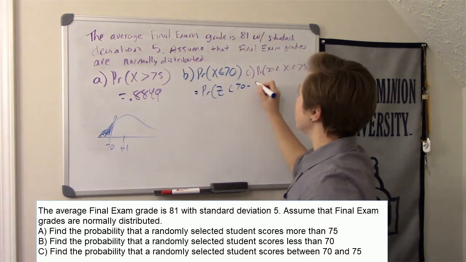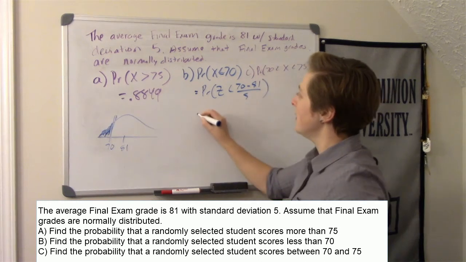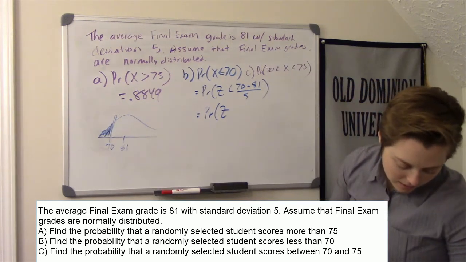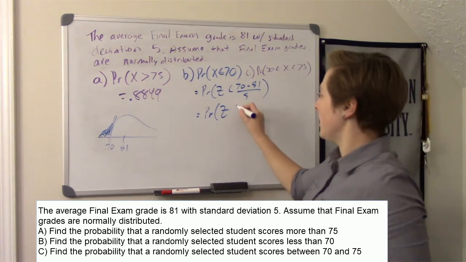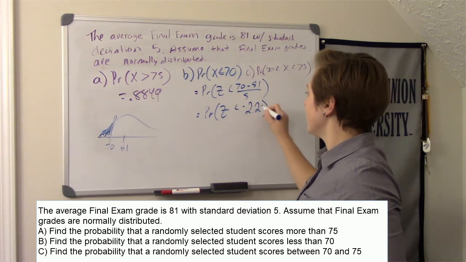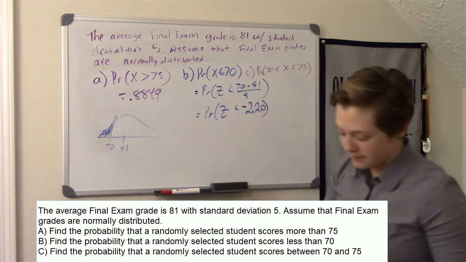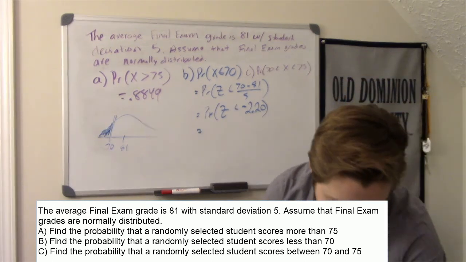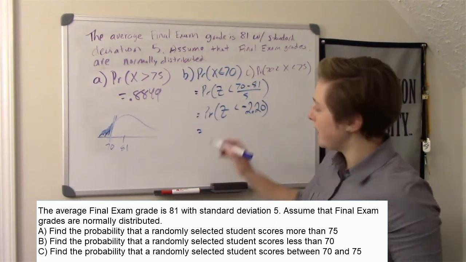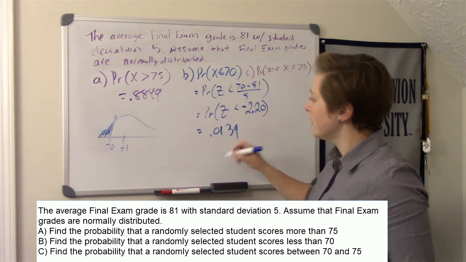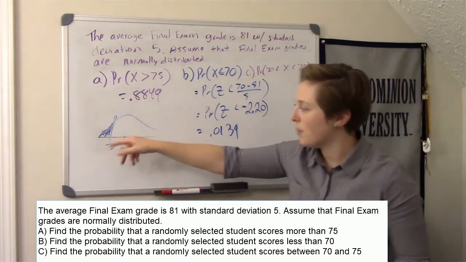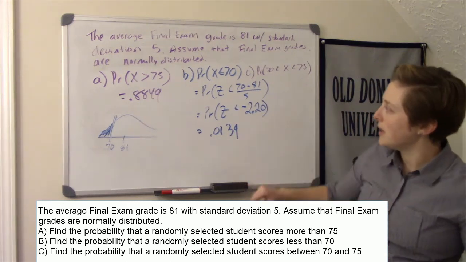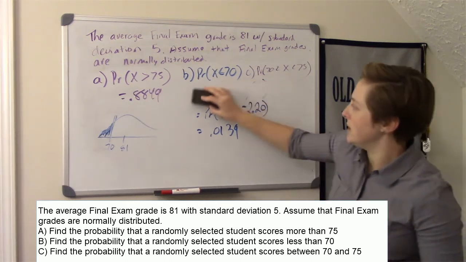So 70 minus 81 divided by 5. Plug that into a calculator and you get negative 2.20. So this is equal to 0.0139, which is good. It's a small probability, and I would expect that just by looking at this graph that it would be small. It is. So okay, pretty low chance of scoring below a 70 on this exam.